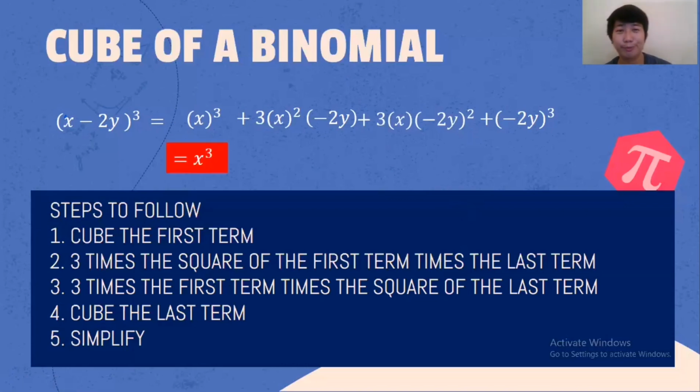Of course, x cubed. So, on this part, we have x squared times 3, 3x squared times negative 2y, that is negative 6x squared y. 3 times negative 2, that is 6. So we have x squared times y, x squared y.